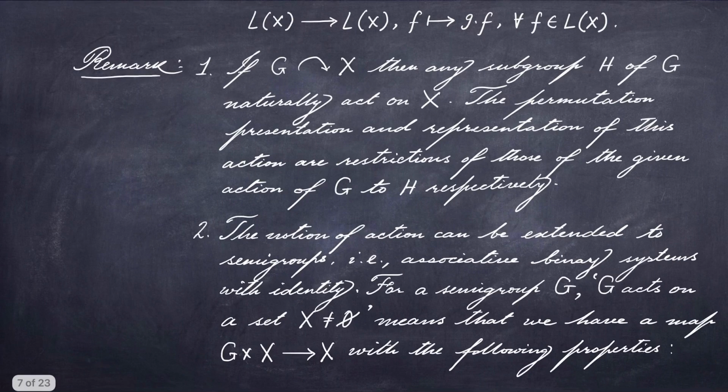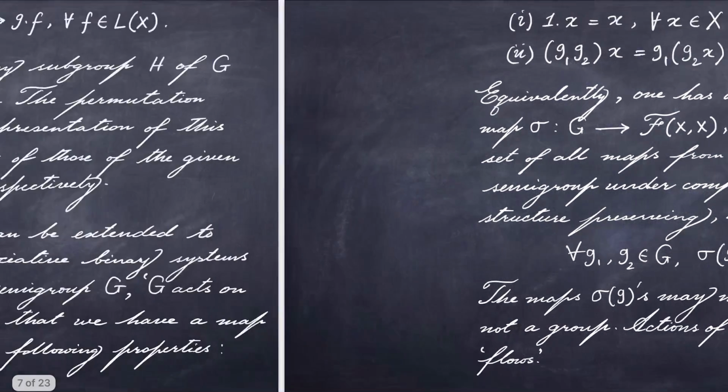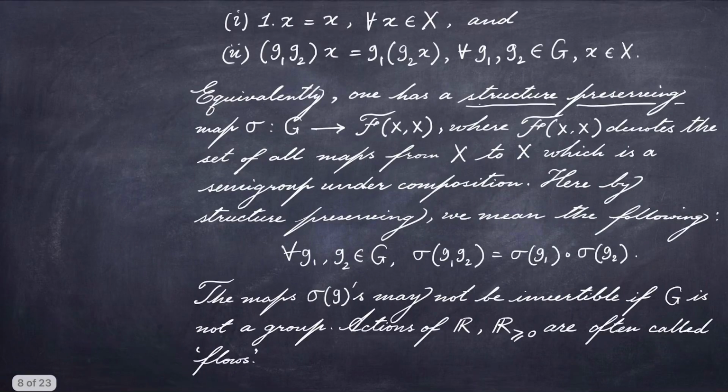So defining an action of a semigroup as a map with these two properties is equivalent to having a structure preserving map from this semigroup to that semigroup. And the difference here from the previous situation is that here the sigma g's may not be bijective, if G is not a group.